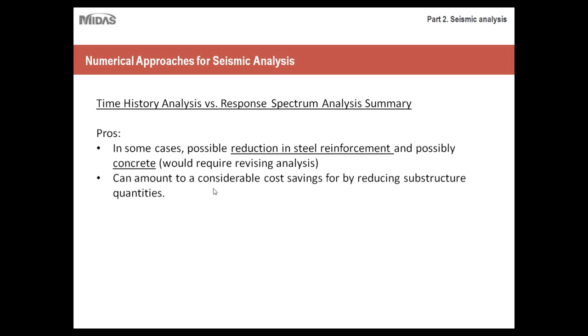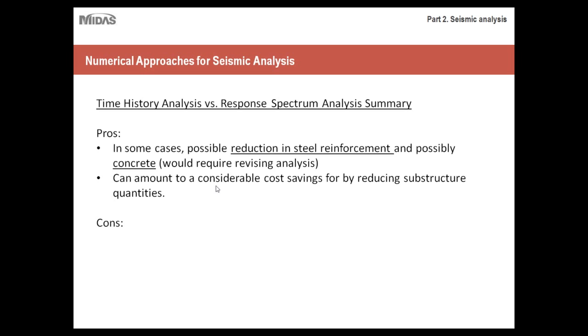Also, it can amount to a considerable cost savings by reducing substructure quantities. So in other words, substructure is just another word for, this engineer was a bridge engineer. So in reducing the size of those substructures, like the bridge piers and parts that are supporting the bridge, they can cut costs of the project while still maintaining safety.